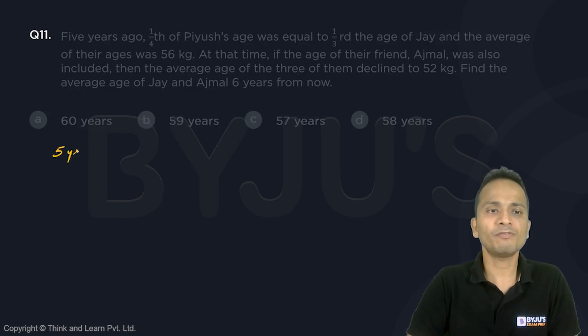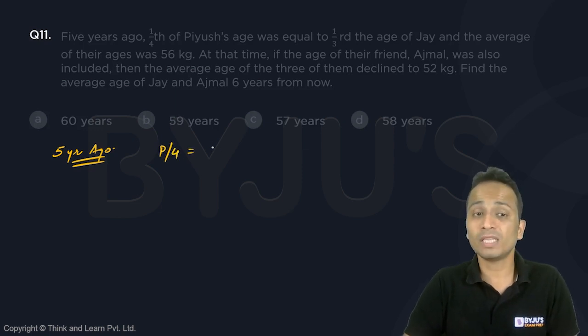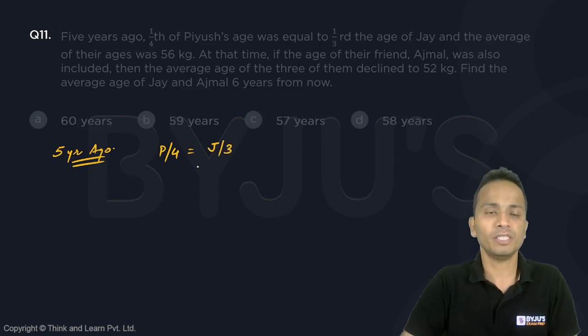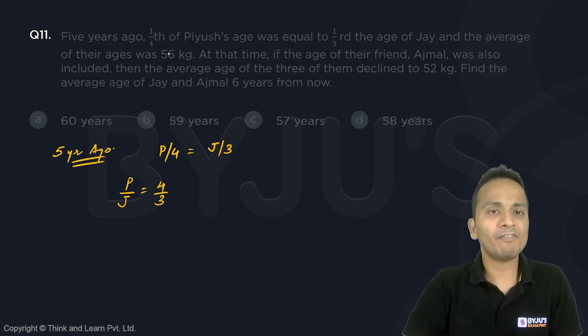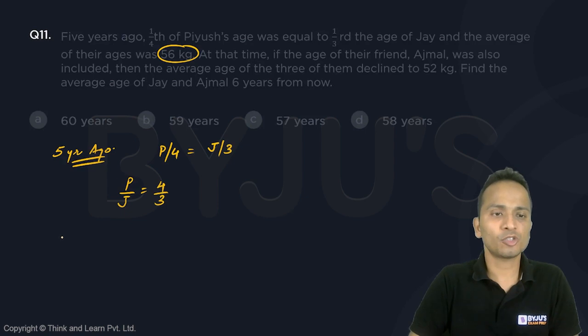So 5 years ago, 1/4 of Piyush's age, P upon 4, was equal to 1/3 of Jay's age, J upon 3. So 5 years ago, the ratio of their ages, P upon J, was 4 upon 3. Now the average at that time was 56. So I can say that the sum of the ages of P and J 5 years ago was 56 multiplied by 2, that is 112.